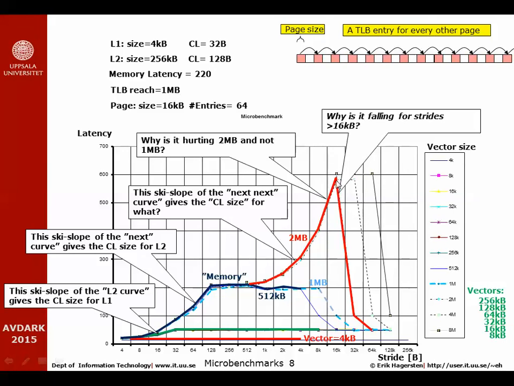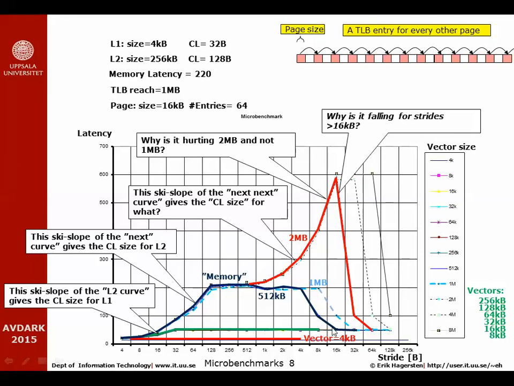If we have the 4 megabyte curve, then we have to wait until the stride becomes 64 before we see the same positive effect where the curve falls down, because for a 4 megabyte vector, it's first when we access every fourth page that we have enough entries in the TLB so we can hold all the translations that we need, and so forth.